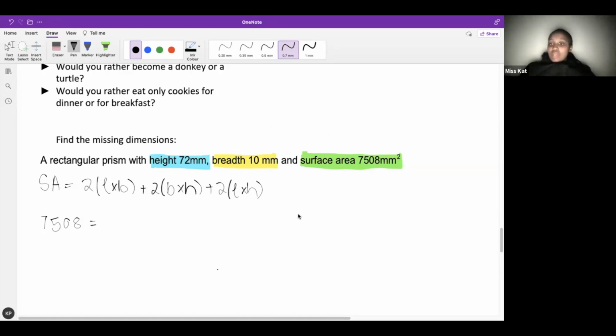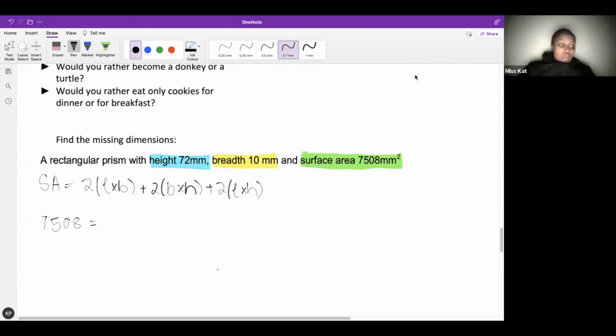It's not the same thing. Look carefully, Tando. It's length times breadth, breadth times height, length times height. So they're different dimensions. Yes, Fatima? Oh, Fatima, you are unmuted, but I can't hear anything. Okay, just type it in the chat for now. We'll try again a little bit later.